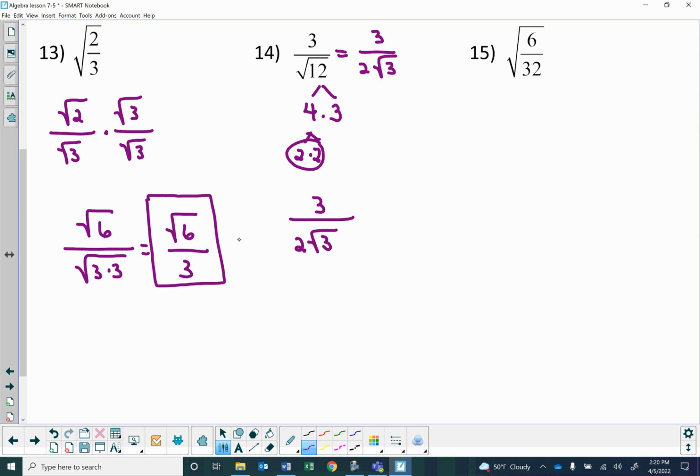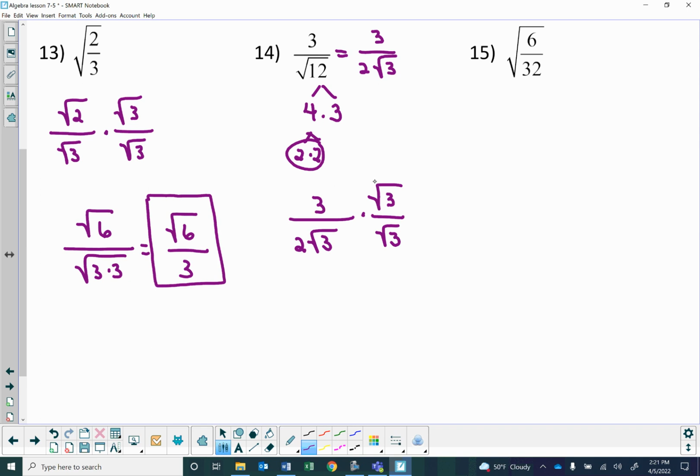Well, I cannot leave the radical in the denominator. The 2 could be there all day long, but the square root of 3 cannot. Since 2 is multiplied by the square root of 3, not added or subtracted, all I need to get rid of is the square root of 3. To do that, I'm going to multiply by a fancy form of the number 1. So I'm going to multiply by the square root of 3 divided by the square root of 3, just like I did on problem number 13.